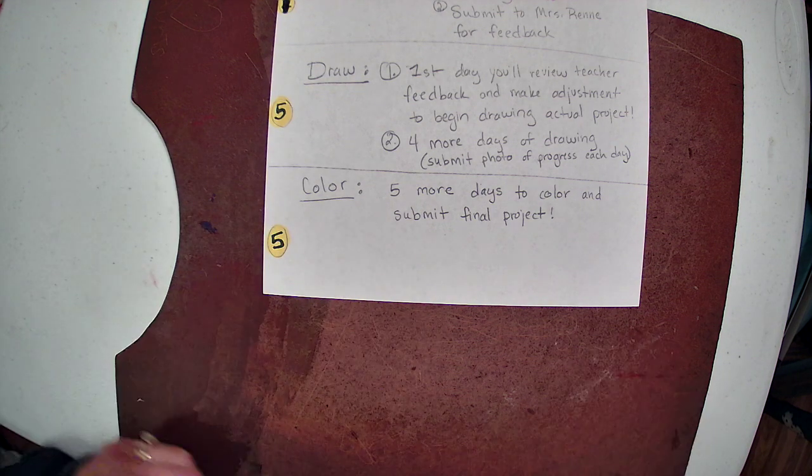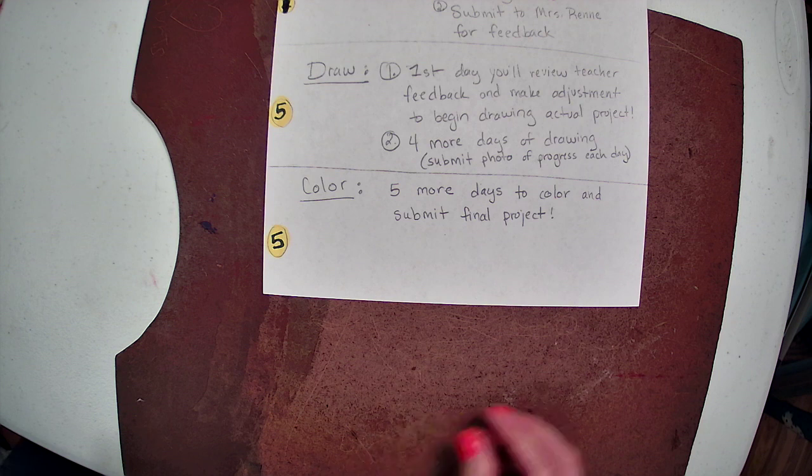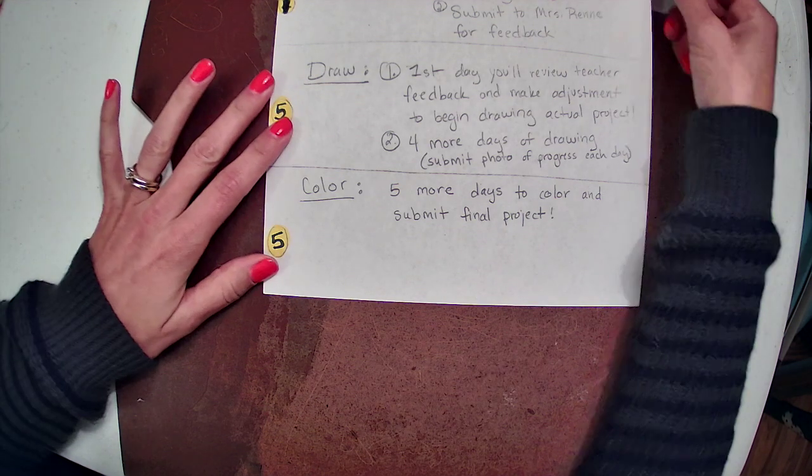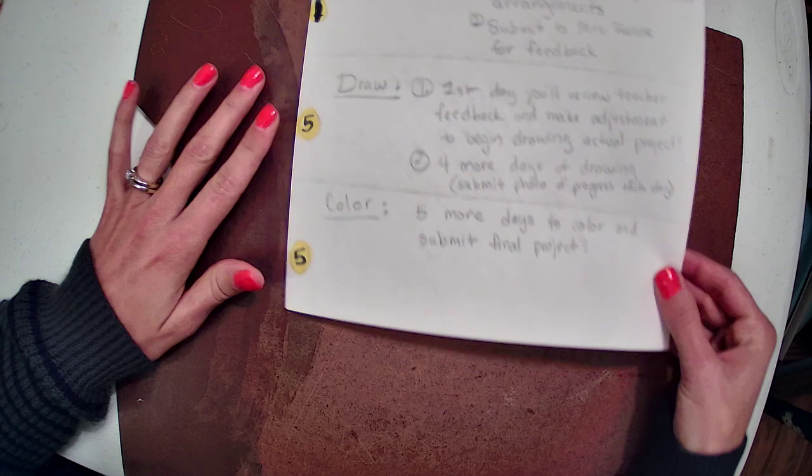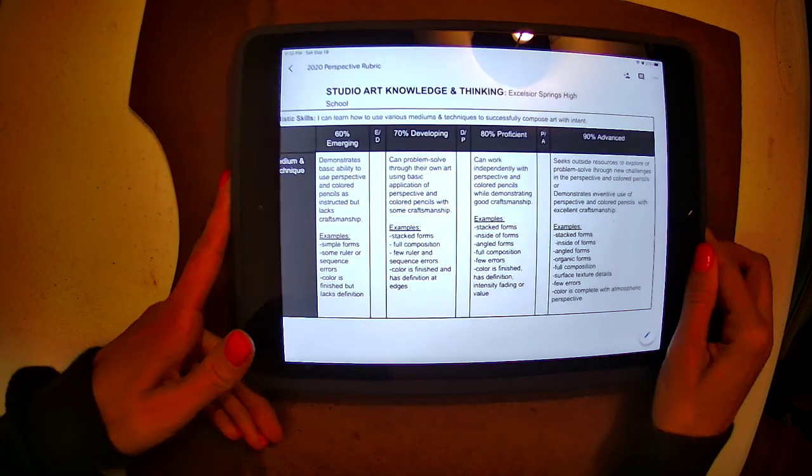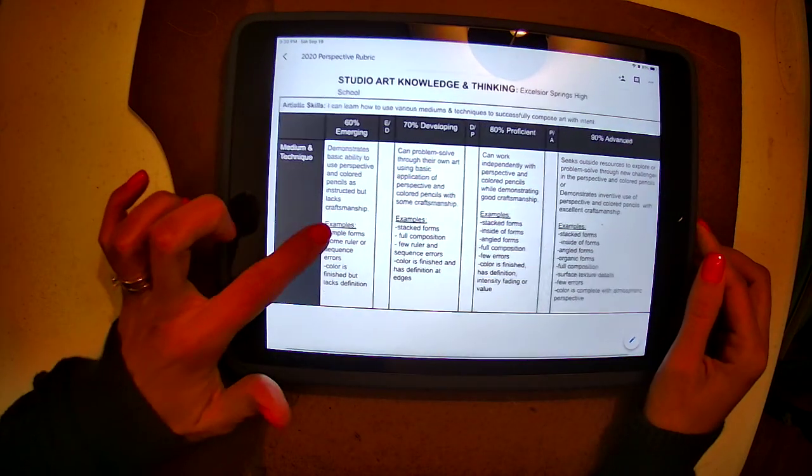There will be a short little reflection that you'll have to do as well in some kind of written or oral form. I'm not sure yet how I'm going to handle that one. There's a document that I'm attaching here. I'm going to show you briefly. It's the rubric. This is the medium and technique rubric.